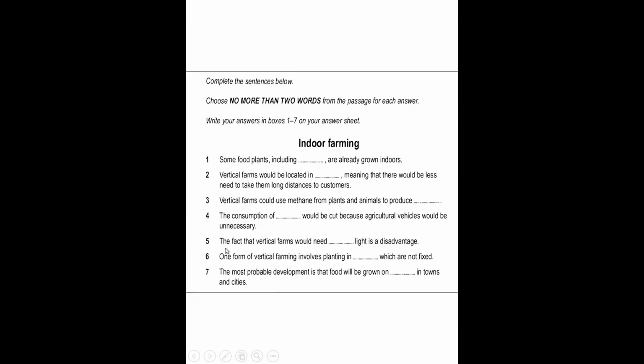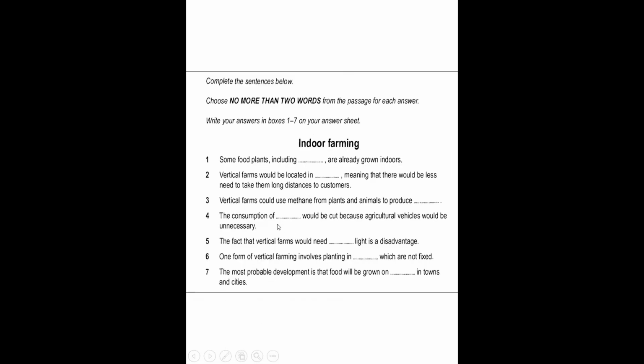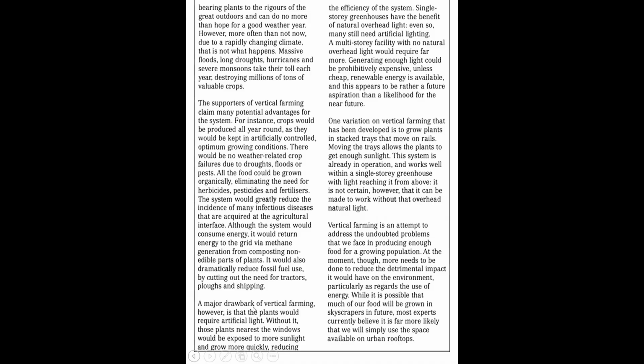Fifth question, the fact that vertical farms would need dash light is a disadvantage. Very clearly, light is the best keyword here. It cannot be synonymized or paraphrased. From the next line, let's look for the word light. So we stopped here. From here, light is here. Let's read the question again. The fact that vertical farms would need dash light is a disadvantage. A major drawback of vertical farming is that the plants would require artificial light. Just write the word artificial, and that's the final answer.